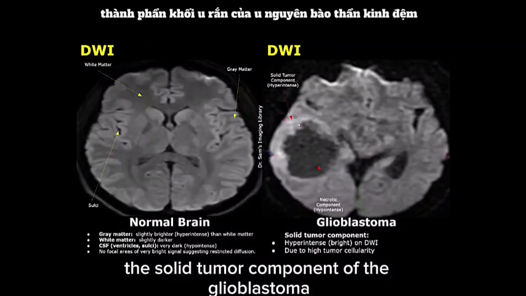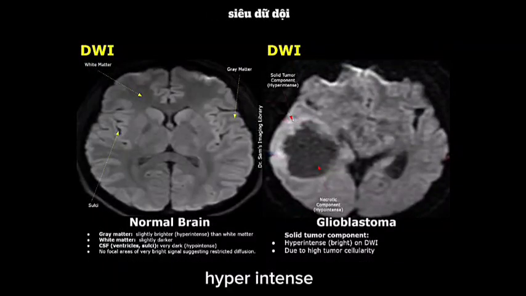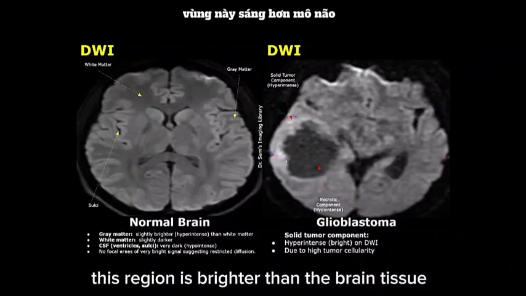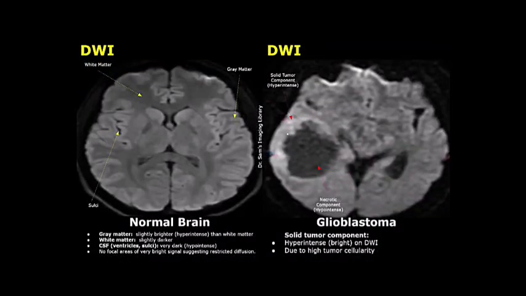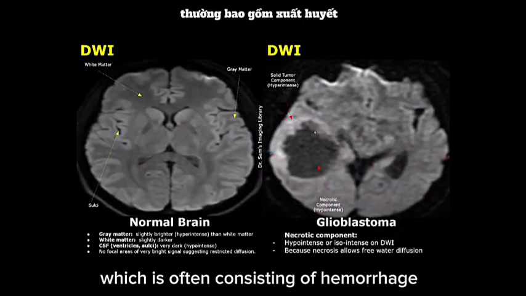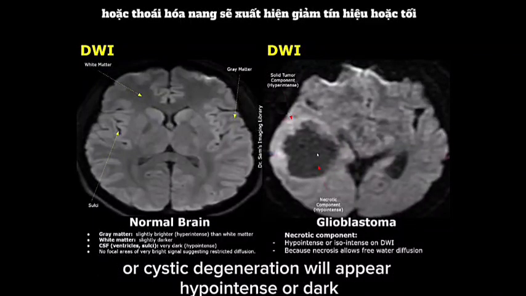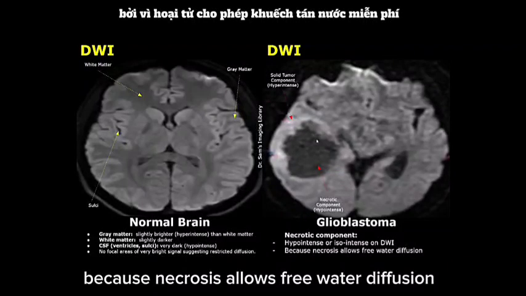The solid tumor component of the glioblastoma will appear bright, hyperintense. You can see this region is brighter than the brain tissue. It appears bright due to high tumor cellularity. The necrotic component, which often consists of hemorrhage or a cystic degeneration, will appear hypointense or dark, because necrosis allows free water diffusion.